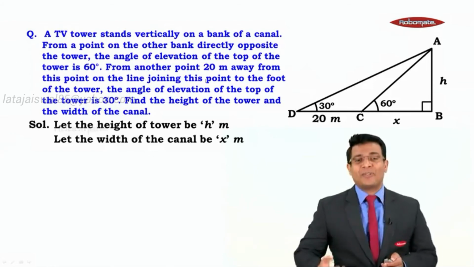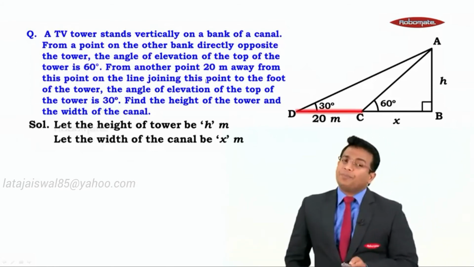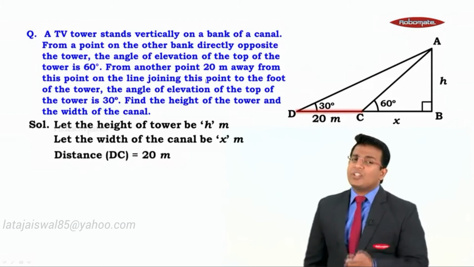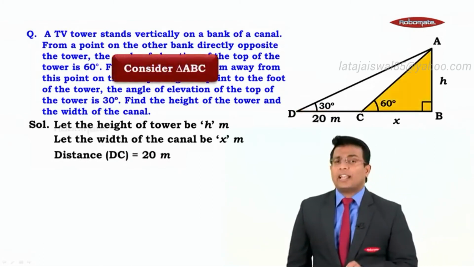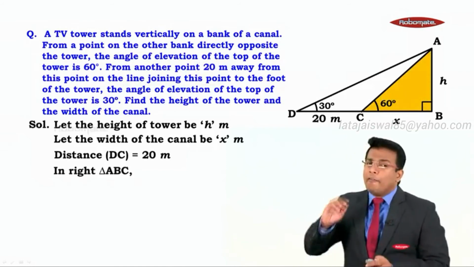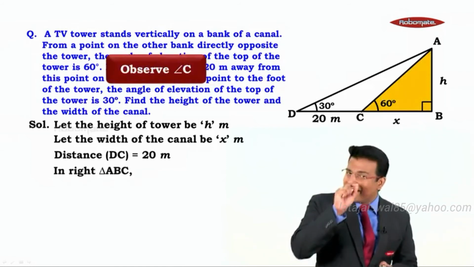Find that. You will get the other values very easily. So let's see now. You have been given that distance DC is 20 meter. That's the information which we have. Now consider the right angle triangle ABC. In this right angle triangle, find an acute angle. Do we have an acute angle there? Yes, that is angle C.